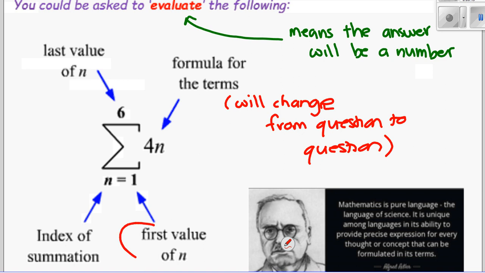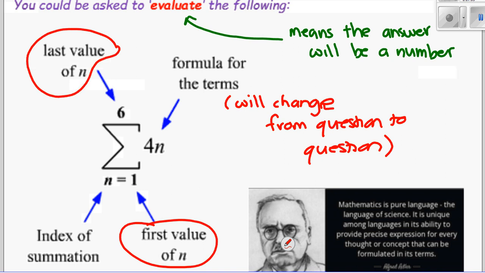That's the first value of n, so they mean the sum of all the numbers that satisfy that rule, starting from when n is 1 up to the last value of n, which is 6. So first of all, in this sequence, how many terms do you think there are based on that information? From the first to the 6th term? 6, yeah. So it means the first 6 numbers of this sequence, and they want you to add them all together.